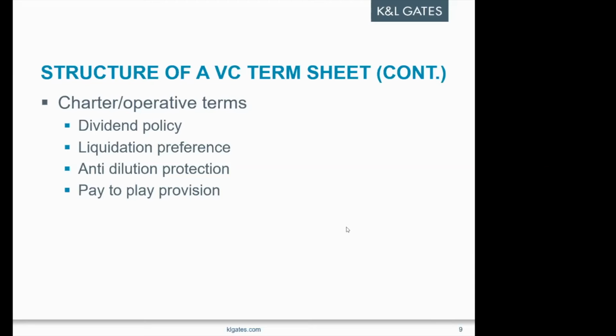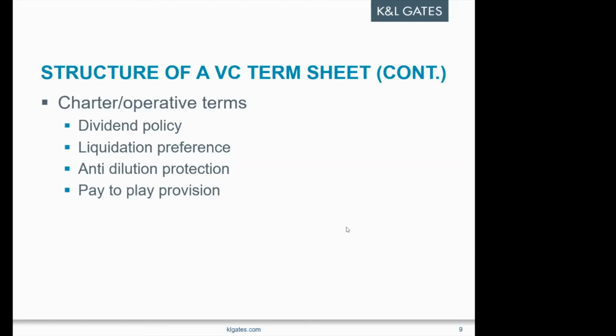Either they'll receive their liquidation preference and then share in the proceeds on a pro rata basis, and this is also known as double dipping. Or the other option is to have a capped participation, which means the investor will share in the liquidation proceeds on a pro rata basis until the proceeds reach an agreed multiple of the initial investment. Again, these are a bit technical, so we're not going to go into a lot of details.